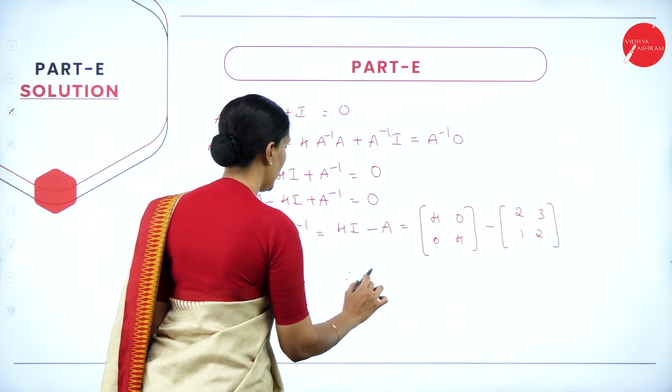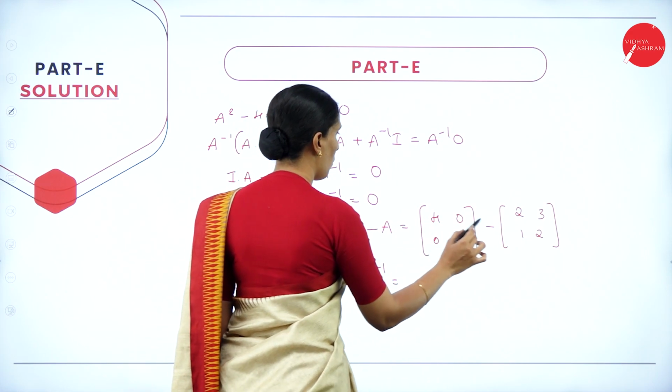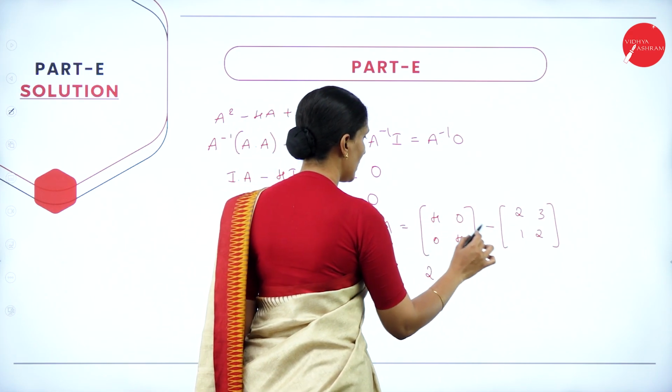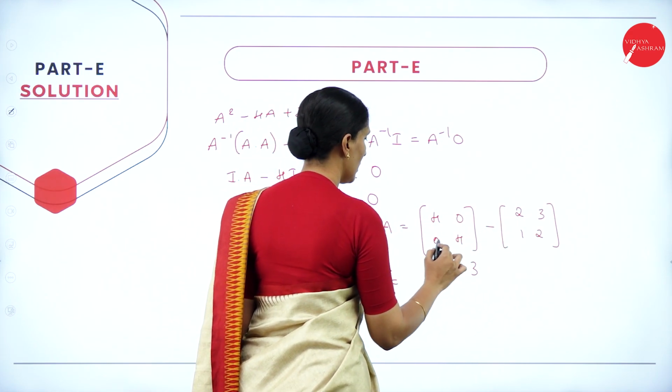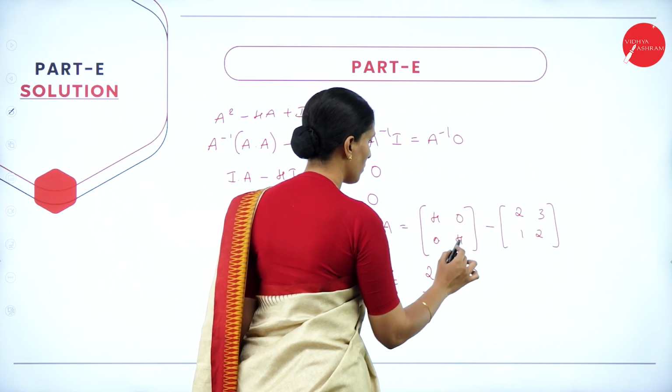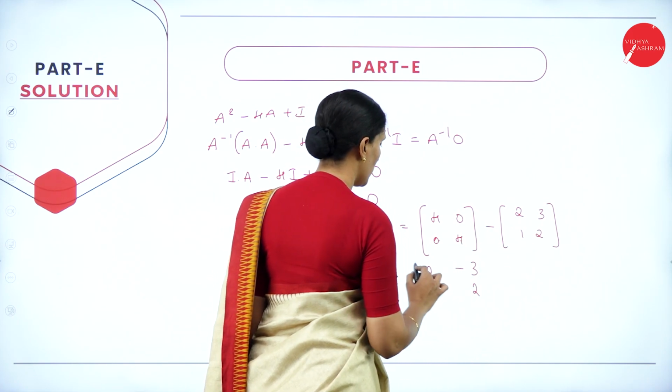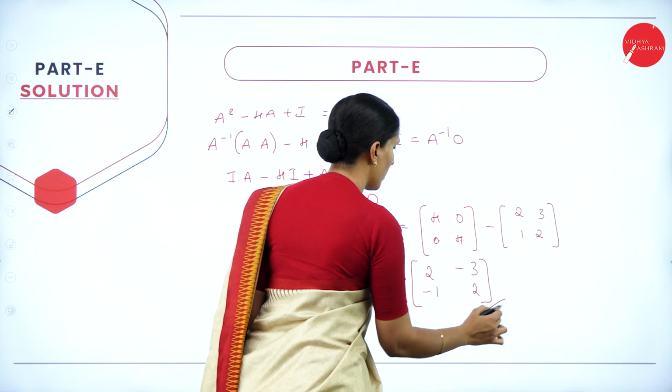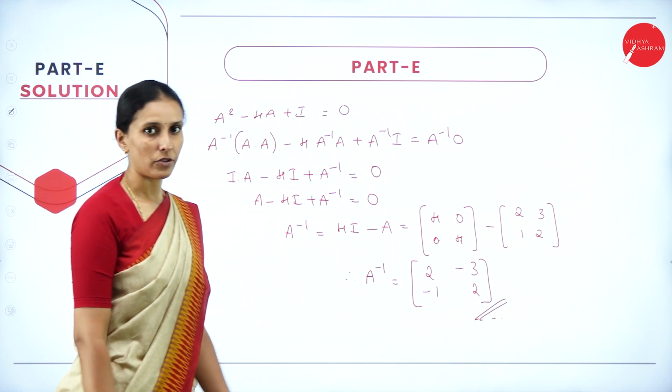So therefore clearly A inverse is equal to 4 minus 2, 2, 0 minus 3, minus 3, 0 minus 1, minus 1, 4 minus 2, 2. So this is the inverse of the given matrix.